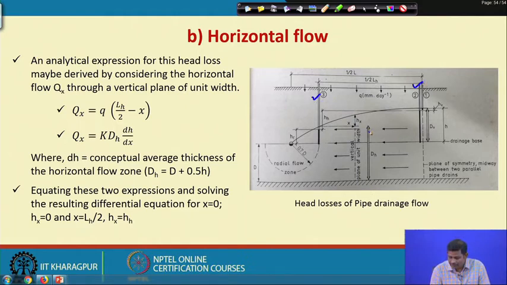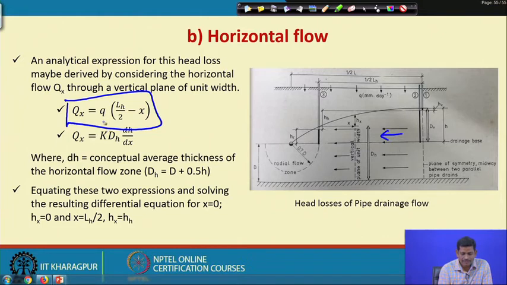So, let us say from this point, this is going in the x direction and this is going in the y direction, x and y is h. Okay. So, x towards this direction and h on the upper side, this is h and x. Okay. So, then this is a linear interpolation. So, QH, that is the horizontal flow which is taking place, will be equal to Q into LH by 2 minus X. So, LH by 2 is the distance between 1 and 2. So, that is Q into LH by 2 minus X.